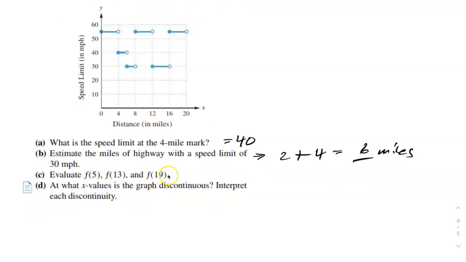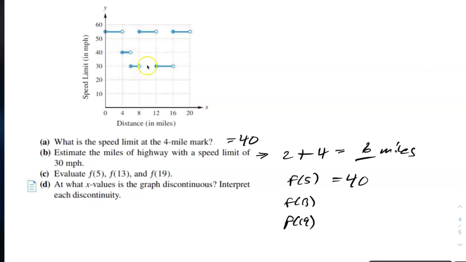Estimate f of 5, f of 13, f of 19. So f of 5 is right here. Go up. I'm going to say 5 is over here, not over there. I could be wrong. I think I said that was 6, so 5 would be a little to the left of that. So I'm going to round that down to 40, because it goes up here.